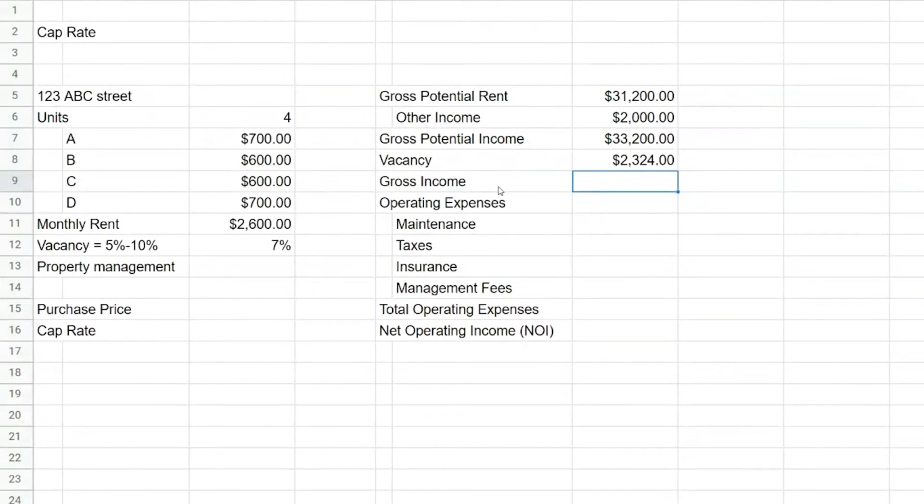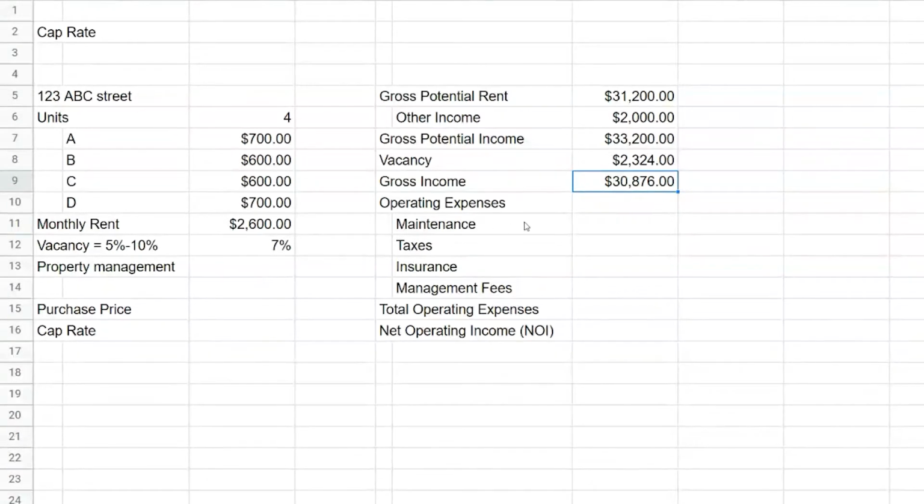So your gross income will equal, and there you go. You took a little bit of loss right here, but you have your gross potential income based off of the potential rent income and your vacancy.